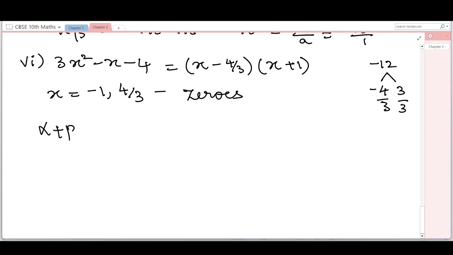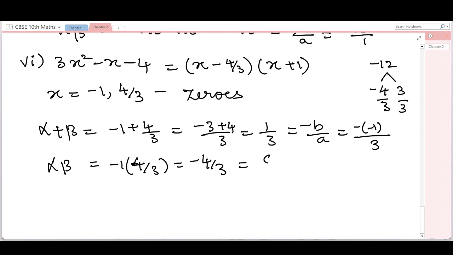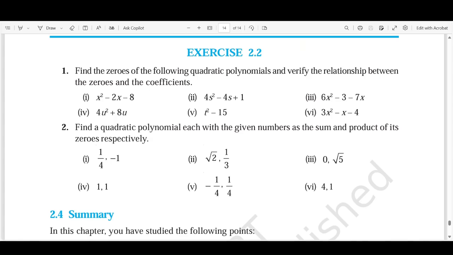And alpha plus beta equal to minus 1 plus 4 by 3 equal to minus 3 plus 4 by 3 equal to 1 by 3, which is equal to minus b by a. Here b is minus 1, so minus into minus 1 by 3, that is 1 by 3. Alpha beta equal to minus 1 into 4 by 3, which is equal to minus 4 by 3. It should be equal to c by a. Here c is minus 4 and a is 3. So thus we have verified all the conditions.